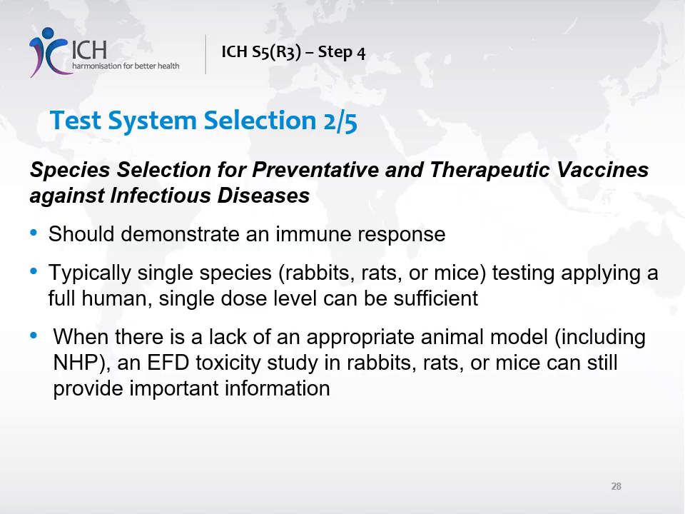Non-human primates should be used only if no other relevant animal species demonstrates an immune response. When there is a lack of an appropriate animal model, including NHP, an EFD toxicity study in rabbits, rats or mice can still provide important information regarding potential embryo-fetal toxicity of the vaccine components, formulation, and safety of the product during pregnancy.